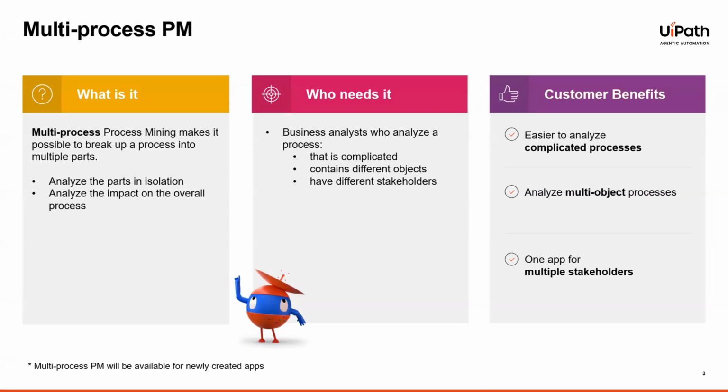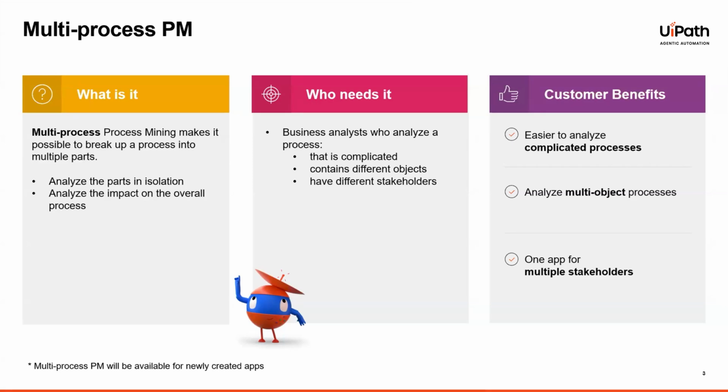Now, as you're looking at these smaller parts, you can still see the effect of that smaller part on the overall end-to-end process, making it a very versatile feature. When is it useful? Well, it's useful when you have a complicated process, and anyone who's done process mining before knows that processes tend to get complicated quite quickly if you look at all the different paths.